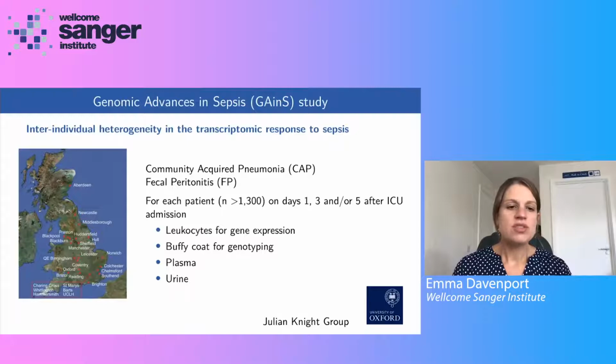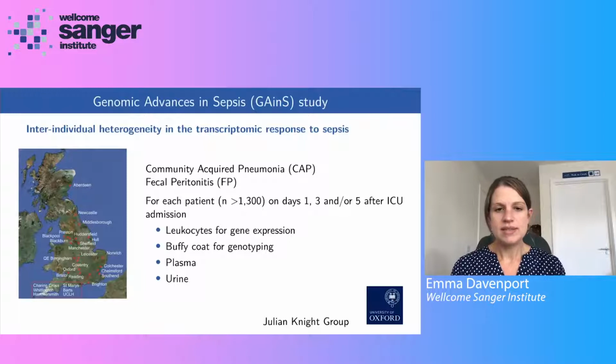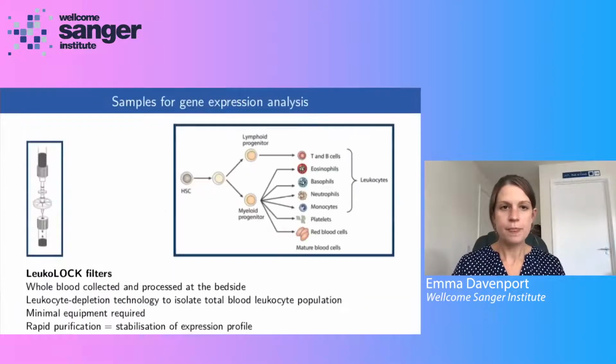We recruited patients from over 30 intensive care units from around the UK, and we were focusing on patients that had either community-acquired pneumonia or fecal peritonitis as the cause of the sepsis. These are the 2 major causes of sepsis in the UK. For each of these patients, samples were taken on day 1, day 3, and/or day 5 after they were admitted to the ICU. And these samples included leukocytes for gene expression and buffy coat for genotyping data generation.